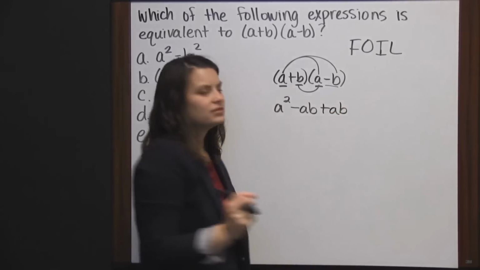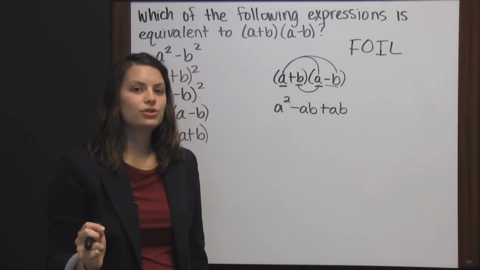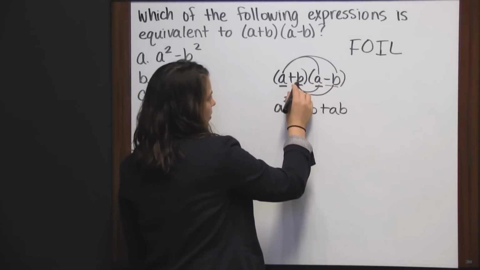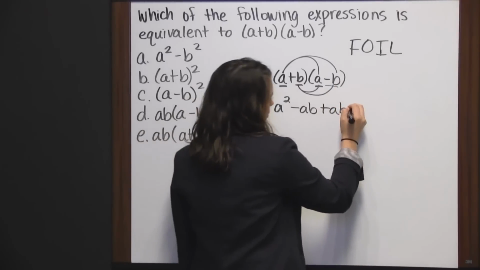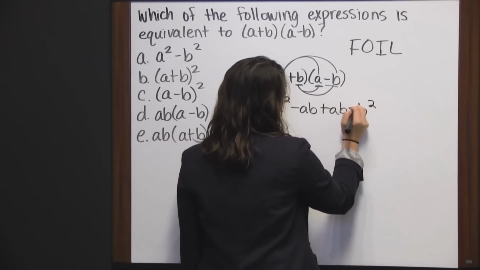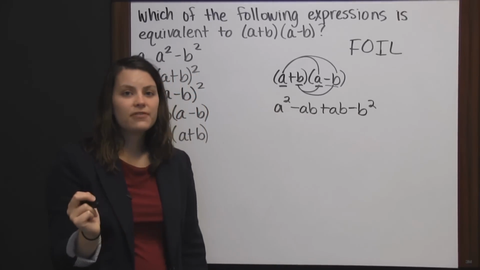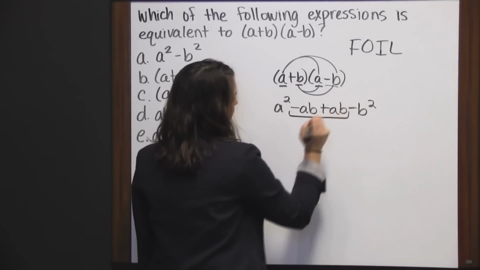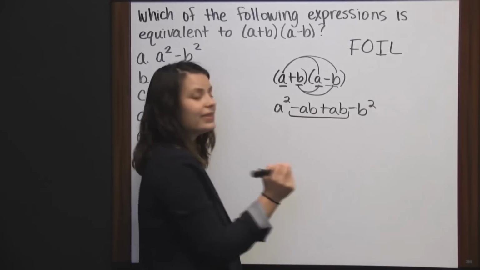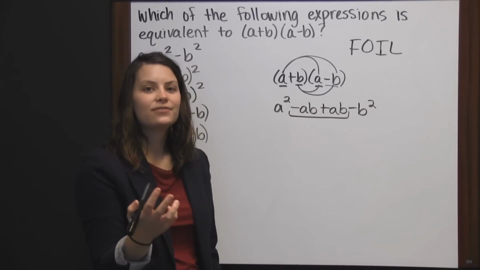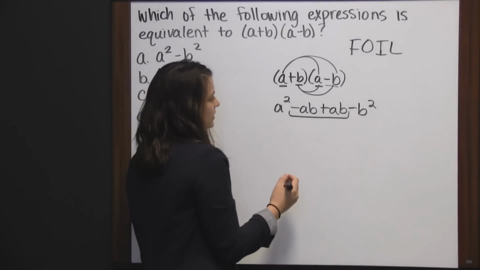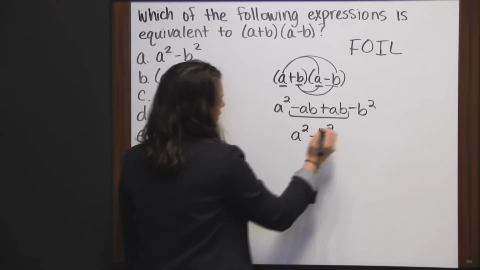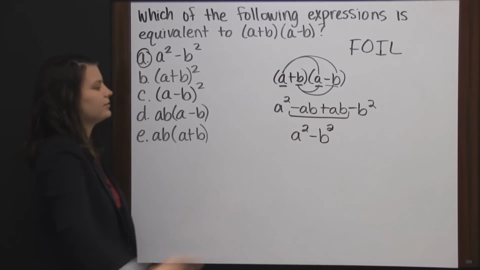And finally, the L stands for last. So you multiply the 2 terms that are in the last positions of each set of parentheses. Positive B times negative B, which is negative B squared. Then to simplify, we combine like terms. Negative AB and positive AB are like terms, and they cancel each other out because they're additive inverses of each other, or opposites. So we're left with A squared minus B squared, or answer A.